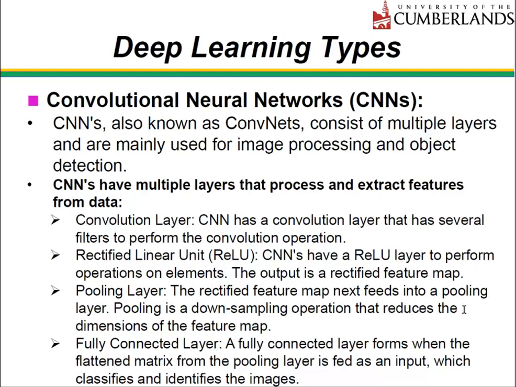Finally, we have a fully connected layer. The flattened matrix from the pooling layers is then used as input to a fully connected layer, which will classify and identify the images. This is like a traditional neural network layer, where every neuron connects to every neuron in the next layer. This is where the actual classification takes place.